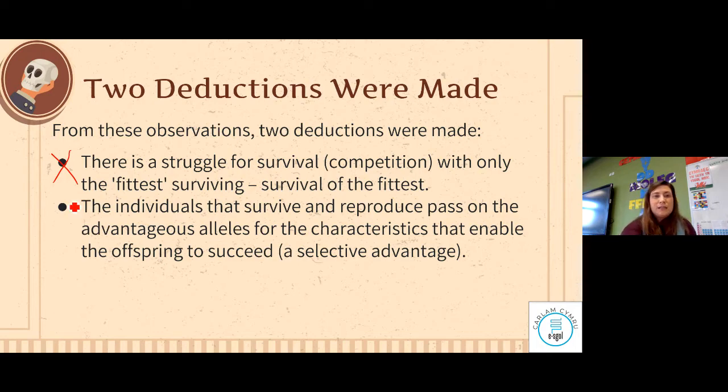The individuals that survive, so the survival of the fittest, the ones that survive and reproduce, pass on the advantageous alleles for the characteristics that enable the offspring to succeed as well. So it's a selective advantage. We'll look at an example in a moment. If something is like a giraffe that has a longer neck and is able to reach higher in the tree, it will have an advantage in that it can eat, it can survive, it can reproduce, and it's going to pass on that tall neck gene to its offspring, which can also then survive.